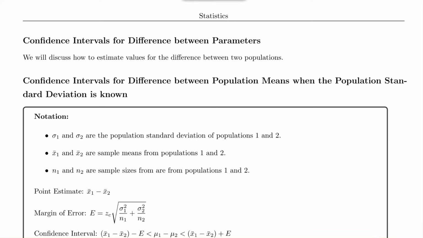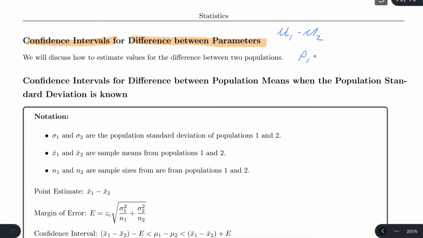In this video, we're going to look at confidence intervals for difference between parameters. So difference between means or difference between proportions. Difference between means will be mean 1 minus mean 2, or proportion will be proportion minus another proportion. So we want to find a confidence interval for the difference between two parameters.